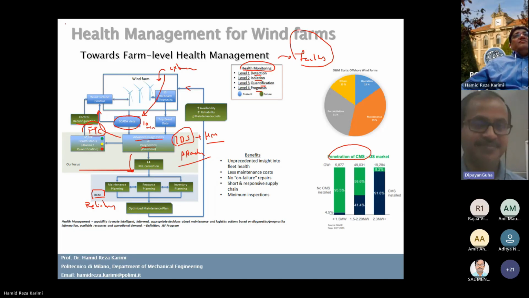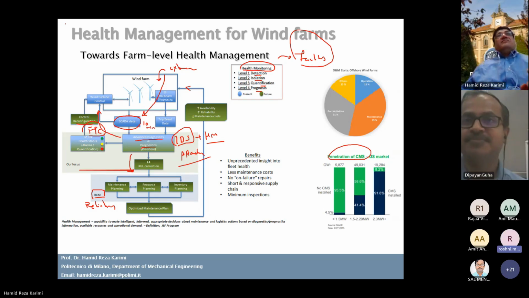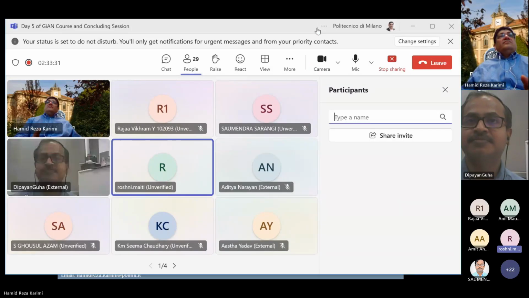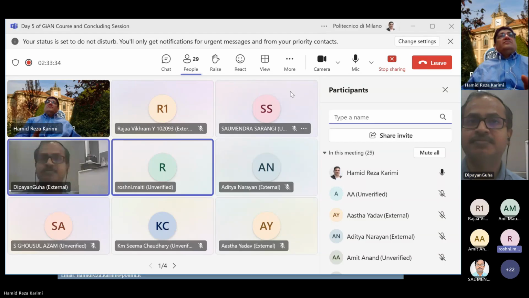Yes, good afternoon, sir. Myself, Dr. Roshni Maiti from IIEST Shibpur, India. I mainly work on different controller designs for robotic systems. Now I am working on an autonomous vehicle, designing the SLAM algorithm, simultaneous localization and mapping.